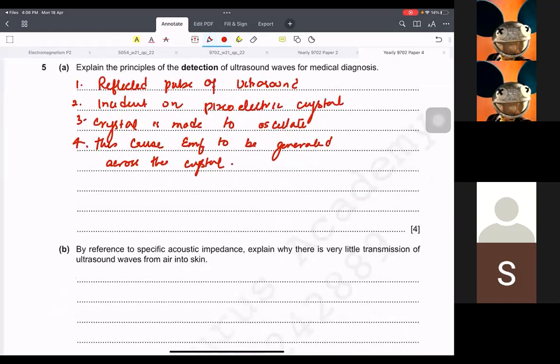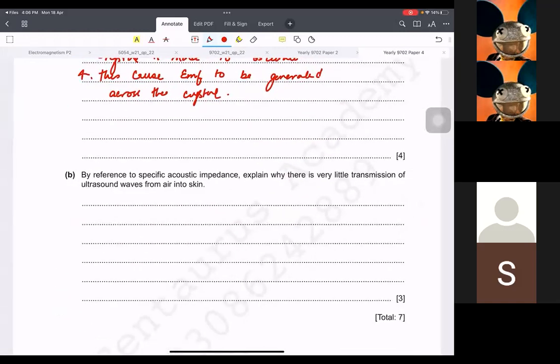Now, by reference to specific acoustic impedance, explain why there is very little transmission of ultrasound from air to skin. So this is the same thing. So there is a large difference in air and skin, so the reflection coefficient is almost equal to 1, right? So you should write that.